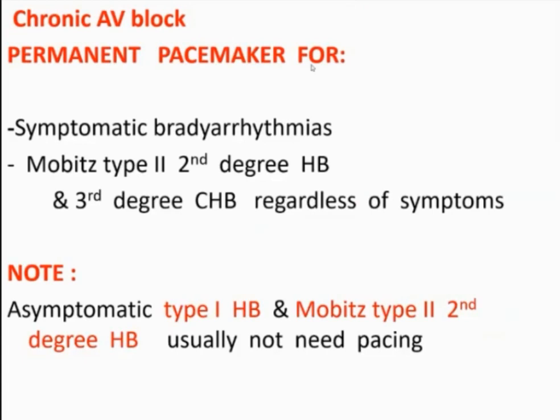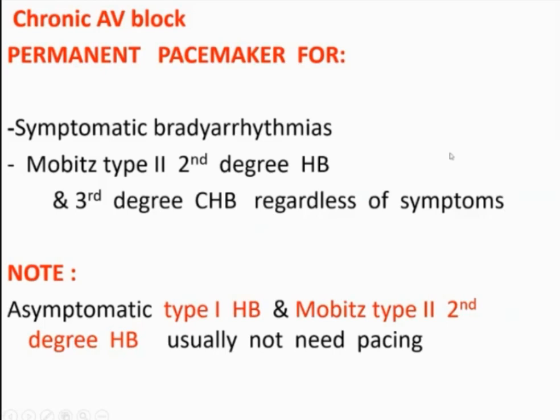What about the chronic AV block? In chronic AV block we use the permanent pacemaker, because we think the condition is chronic and the patient will not return back to his normal rhythm on his own unless we put an external assist for this patient. Either we use it in symptomatic bradyarrhythmias, or Mobitz type 2, second degree heart block, or third degree heart block regardless of the symptoms.